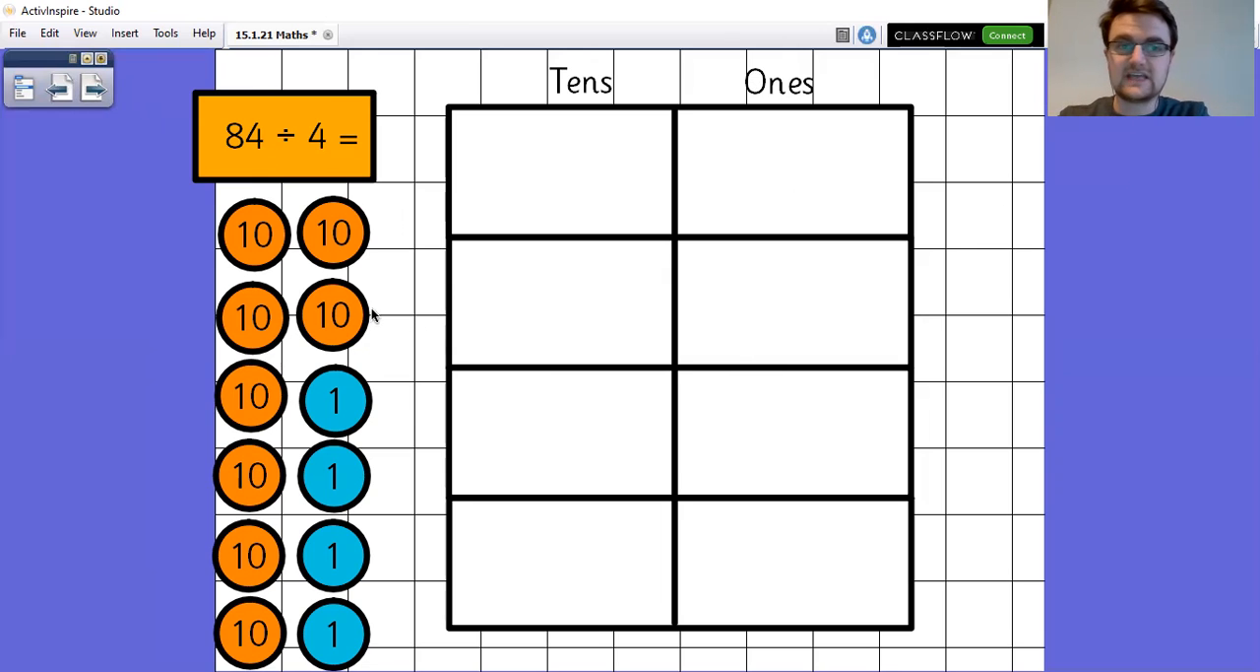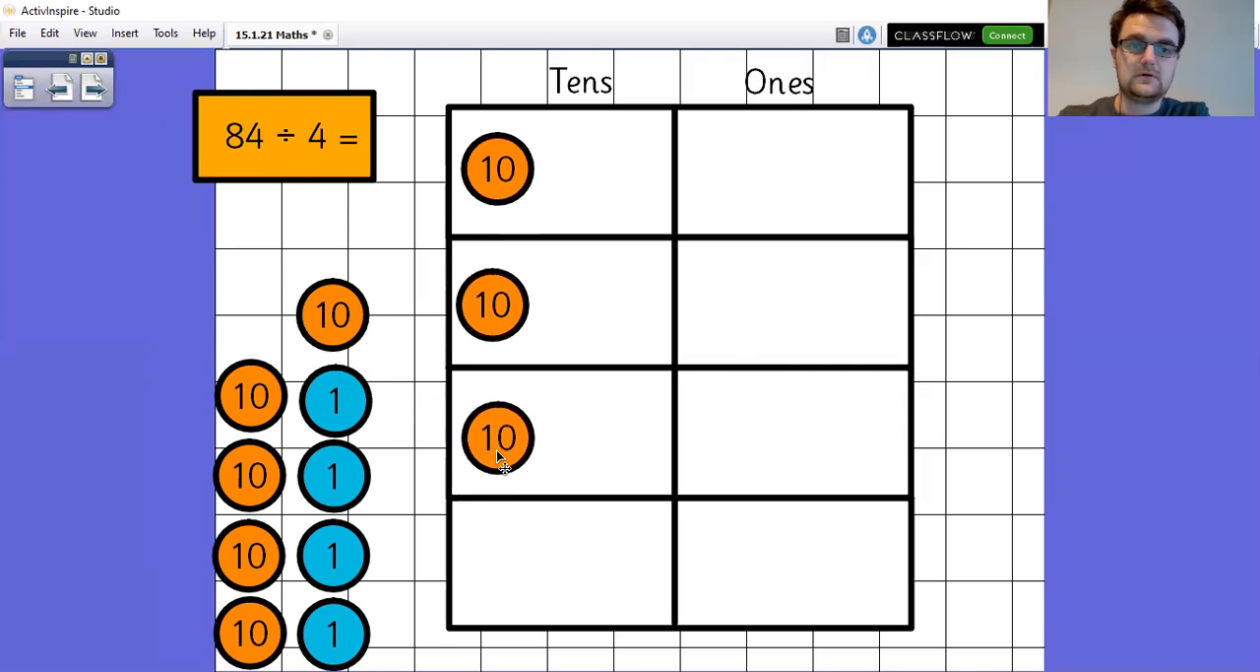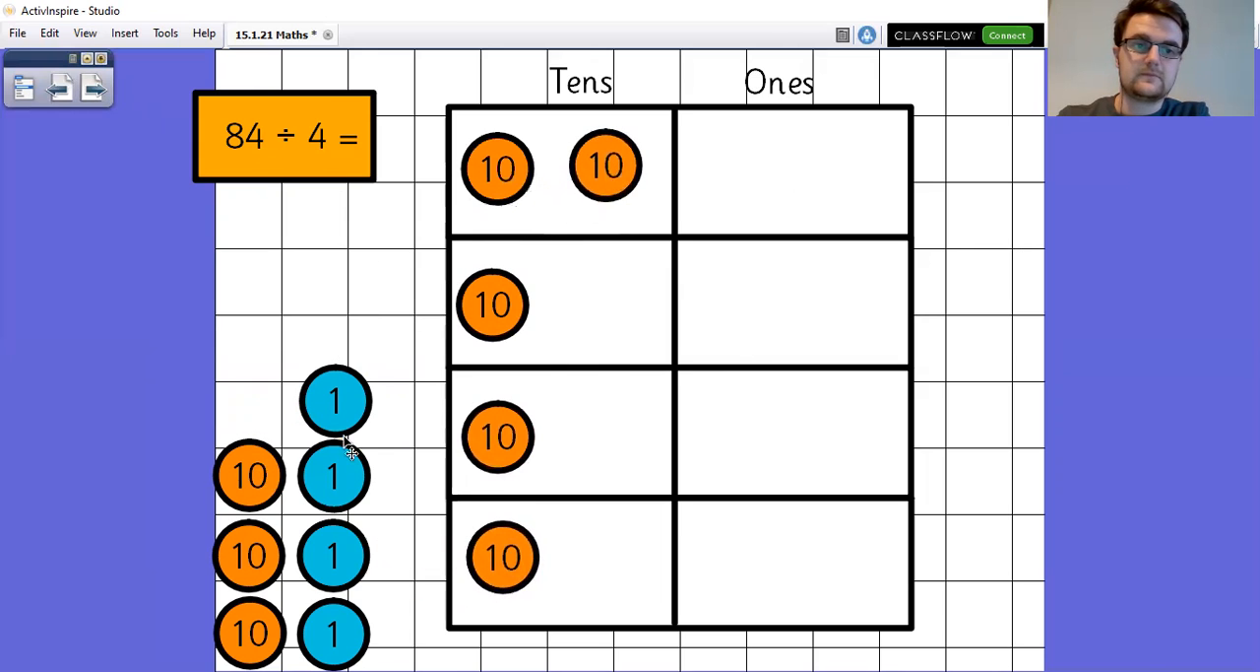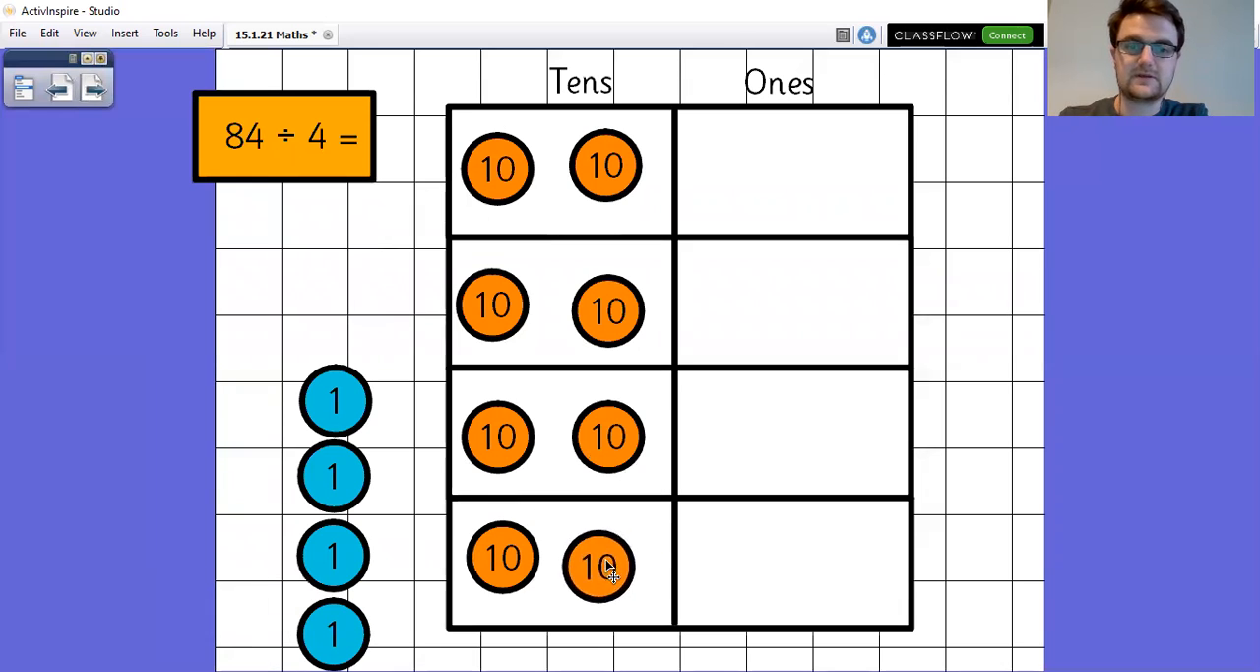So I'm going to share the 10s first. And to make sure I do it equally, I'm going to do it 1 in each row at a time. So 1, 1, 1, 1. Okay, so I can see that my 8 10s split between 4 groups with 2 10s in each group. And it's nice and even. I don't have any left over.